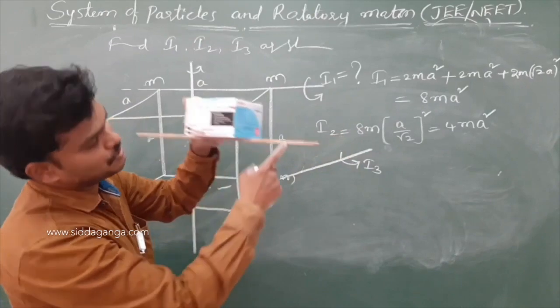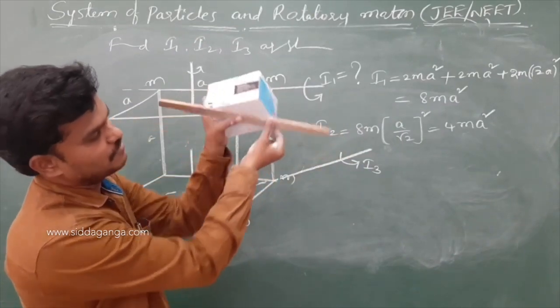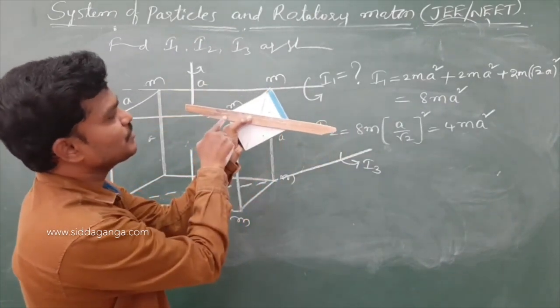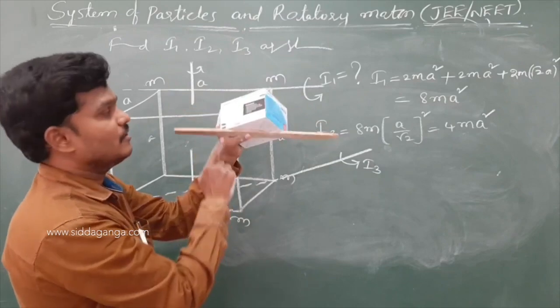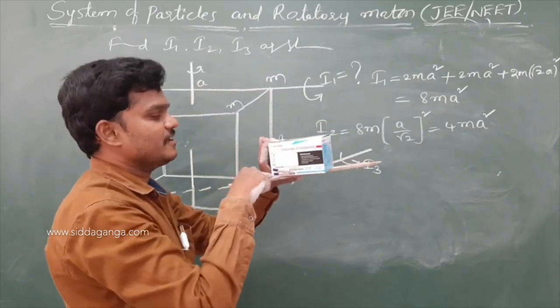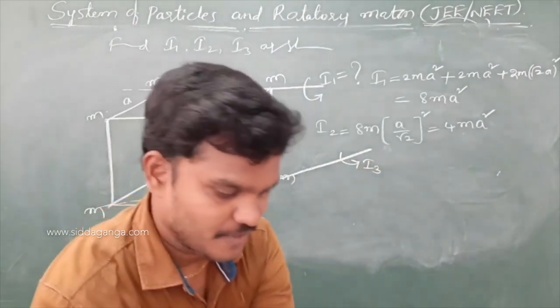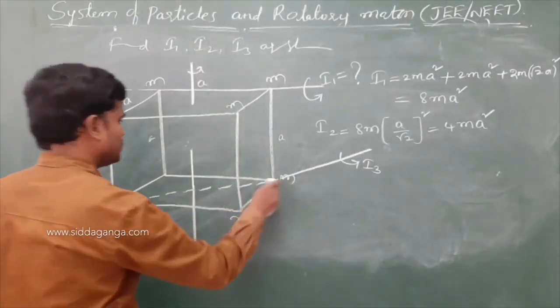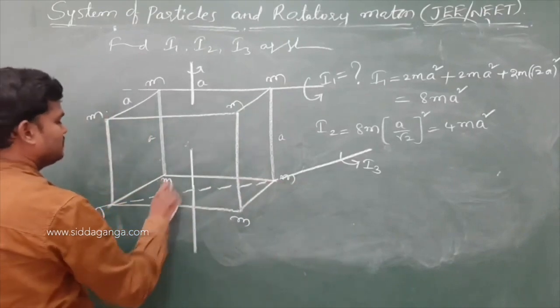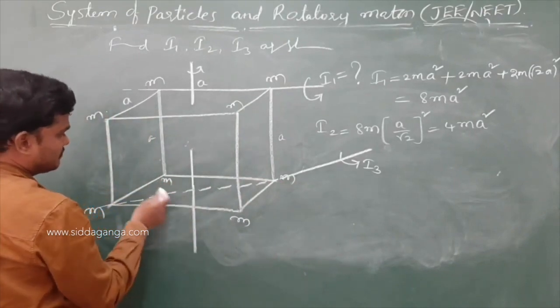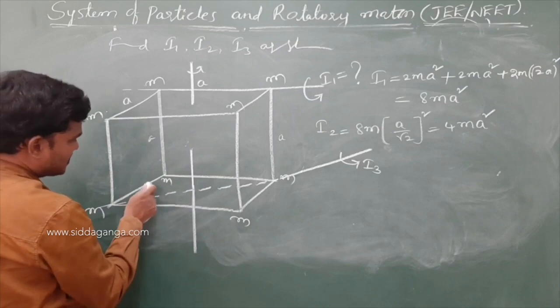Due to this, there is no moment of inertia. Due to these two, there is no moment of inertia. And this is A. Observe the diagram carefully. Due to these two, see, this is M, and this distance.